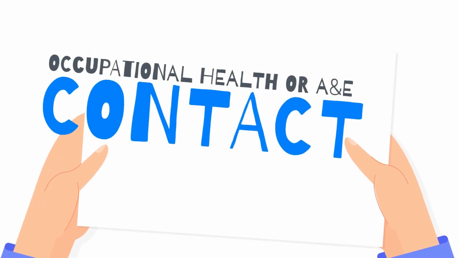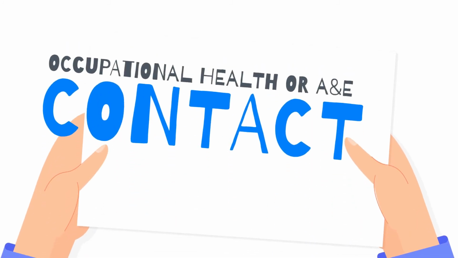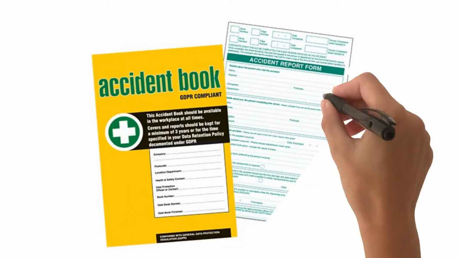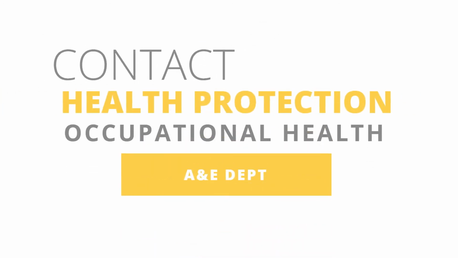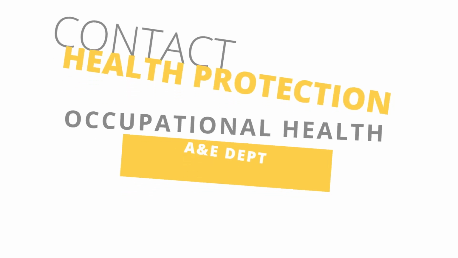When the forms have been completed, contact occupational health. If not available, contact your nearest A&E for advice. Complete an accident book entry or fill out the accident treatment and investigation record. The decontamination lead or the practice manager will usually contact the local health protection agency or occupational health or the local A&E department for further advice.